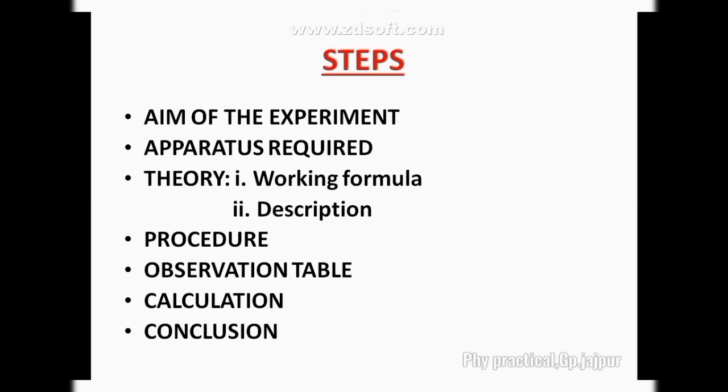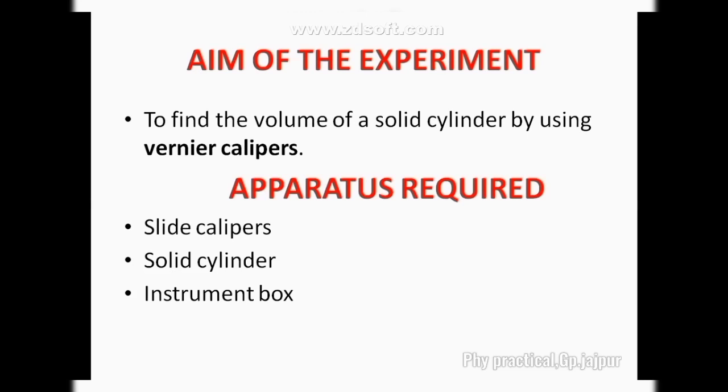Okay, here are some steps which we can follow in all the experiments. Let's start the experiment. First is the aim of the experiment: to find the volume of a solid cylinder by using vernier calipers. Why is this instrument called vernier calipers? Because the scientist Vernier invented this instrument. That's why this instrument is called vernier calipers.